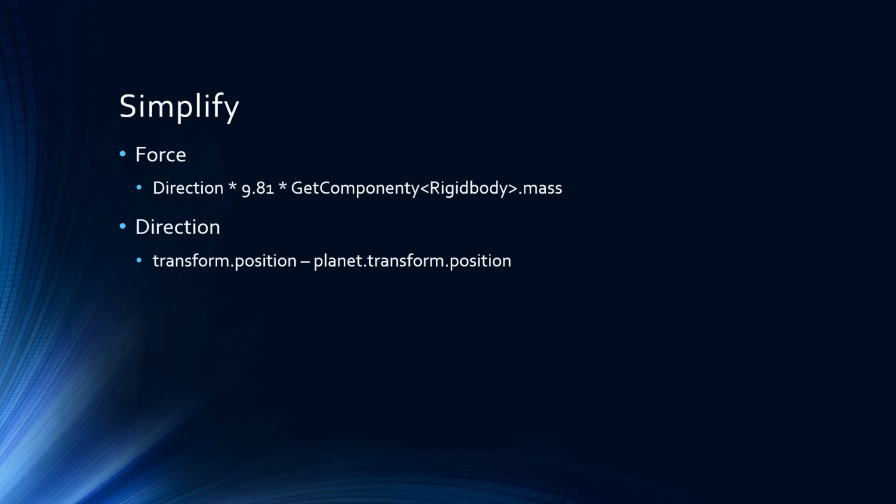The direction then is going to be a Vector3, and it's a normalized vector that takes our position and subtracts the position of the planet, and that will get us a position relative to us.